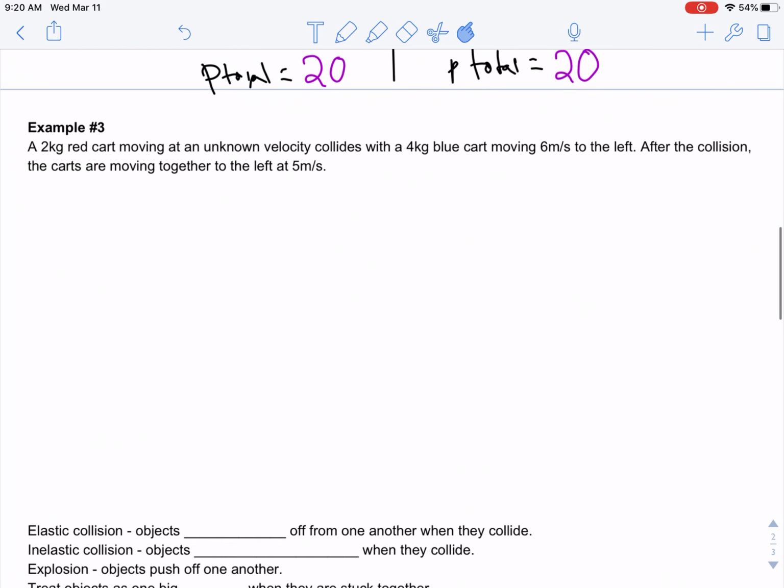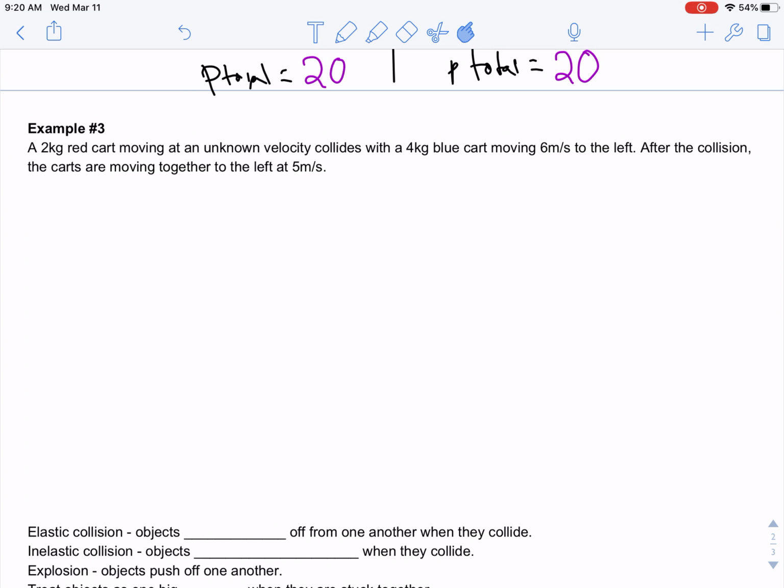Last example, a 2 kilogram red car is moving at an unknown velocity. It collides with the 4 kilogram blue car moving at 6 meters per second to the left. Let's go super fast here. This is going to be a negative velocity. We don't know the velocity of the red car. We know its mass. After the collision, the carts are moving together.